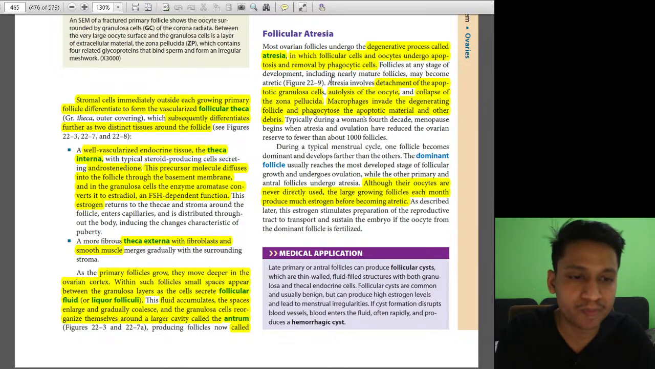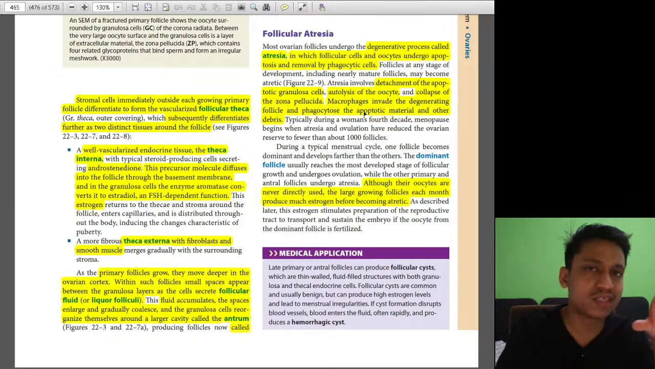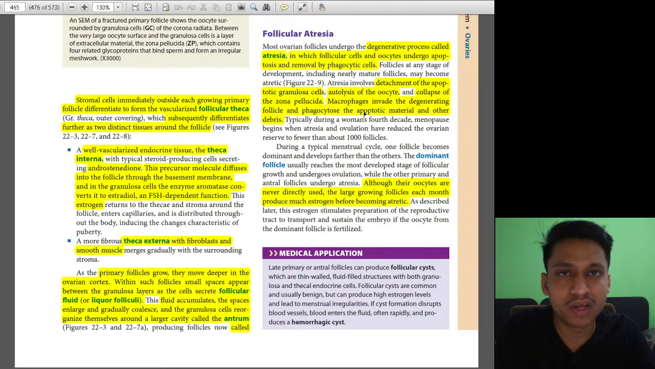We never know. Atresia involves detachment of the apoptotic granulosa cells, autolysis of the oocyte, and collapse of the zona pellucida. Macrophages invade the degenerating follicles. These macrophages basically come from the vasculature of the medulla, and they phagocytose the apoptotic material and other debris.